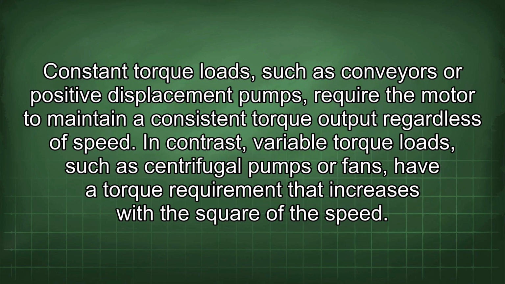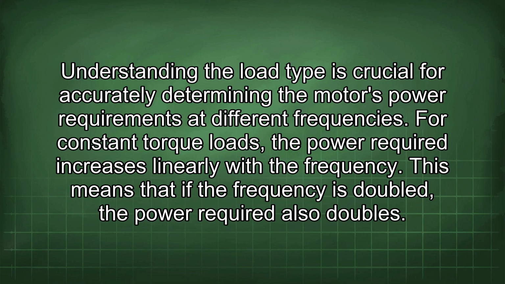Constant torque loads, such as conveyors or positive displacement pumps, require the motor to maintain a consistent torque output regardless of speed. In contrast, variable torque loads, such as centrifugal pumps or fans, have a torque requirement that increases with the square of the speed. Understanding the load type is crucial for accurately determining the motor's power requirements at different frequencies.